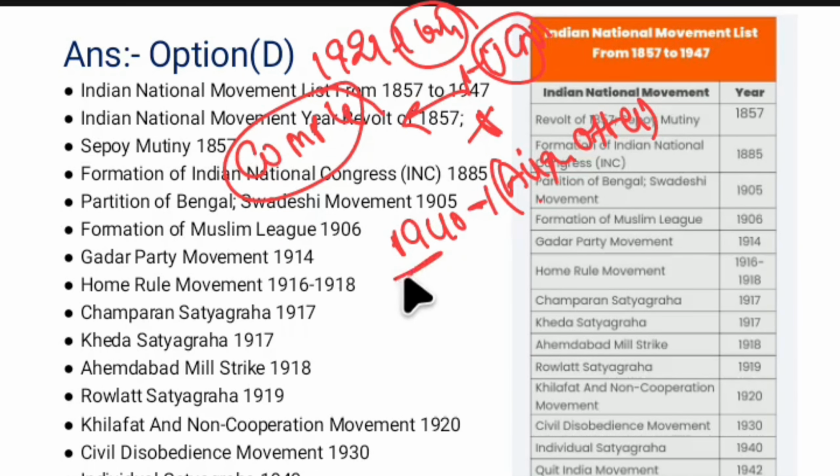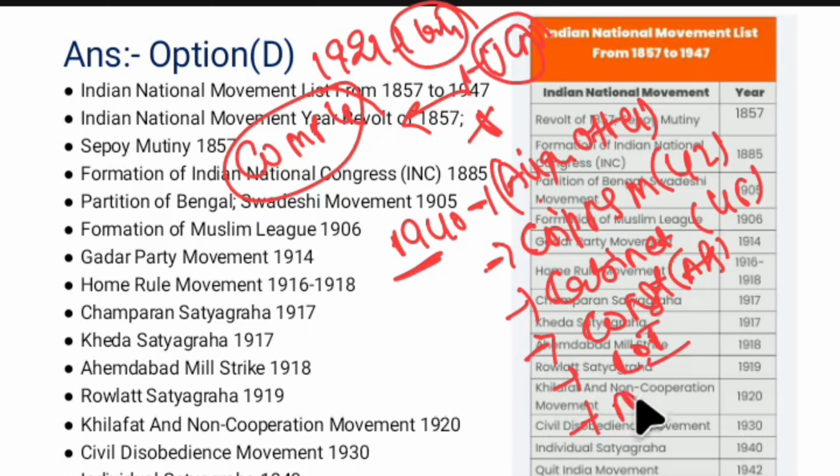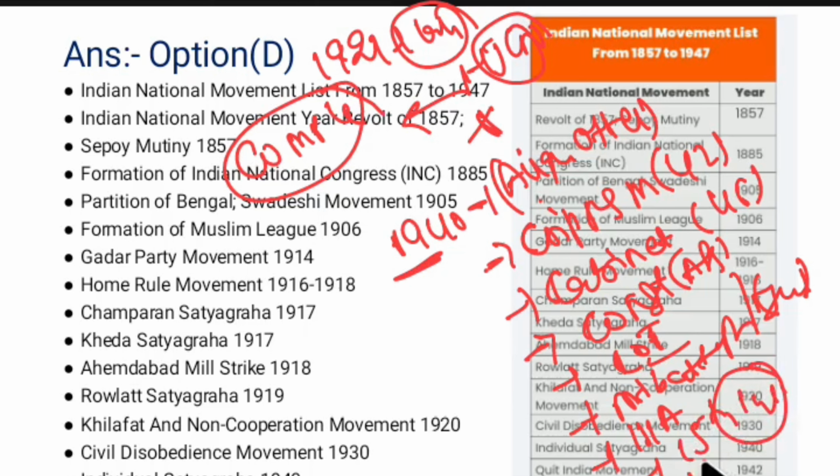but the August Offer does not mention complete independence. So the 1940 August Offer was given by Linlithgow, then Viceroy of India, and then the Cripps Mission in the year 1942, and then the Cabinet Mission in the year 1946, and establishment of the Constituent Assembly, and the procedure of making the Constitution of India, and then the Mountbatten Plan or June 3rd Plan, and the Indian Independence Act, and on 15th August, India got independence, and on 14th August, Pakistan got independence from British colonial rule.